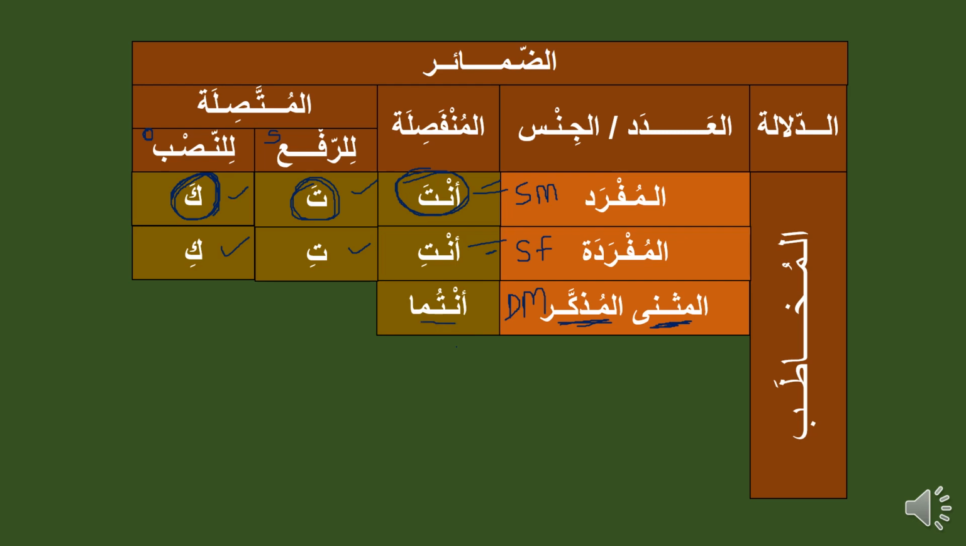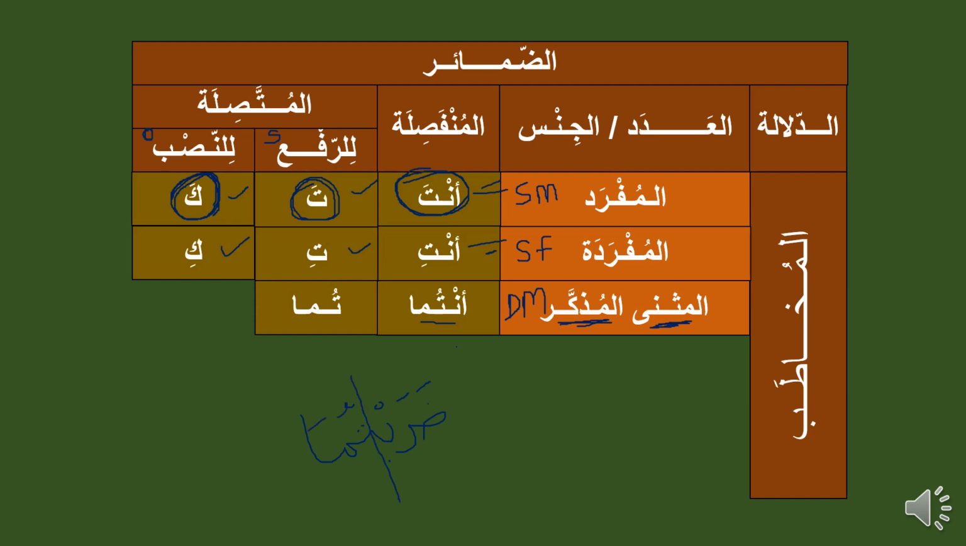Antuma. So if I want to make use of it in a muttasil form, I want to join it to a verb. I'm going to say tuma. I'm not going to say doraba and tuma. I'm going to say dorabtuma.